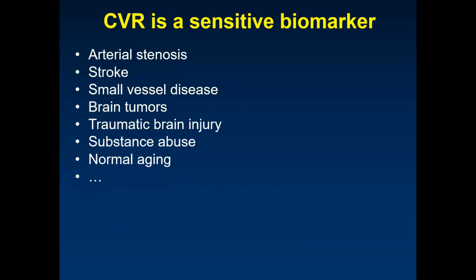Previous studies have shown that this CVR is a sensitive biomarker in a number of brain diseases and conditions, such as in large vessel diseases, such as arterial stenosis and stroke, in small vessel diseases, and other conditions such as TBI, brain tumor, substance abuse, and also in normal aging.